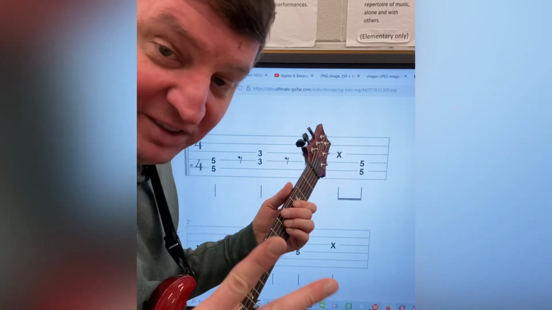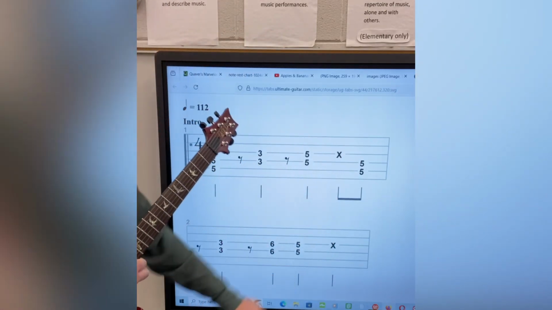Smoke on the Water uses 2 notes at a time. This is how you would write Smoke on the Water using guitar tab.